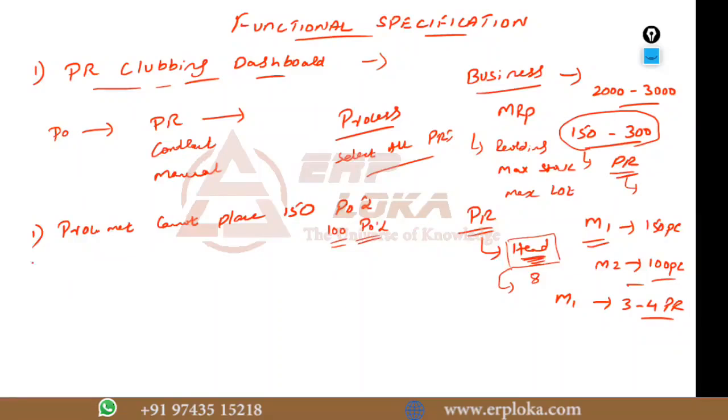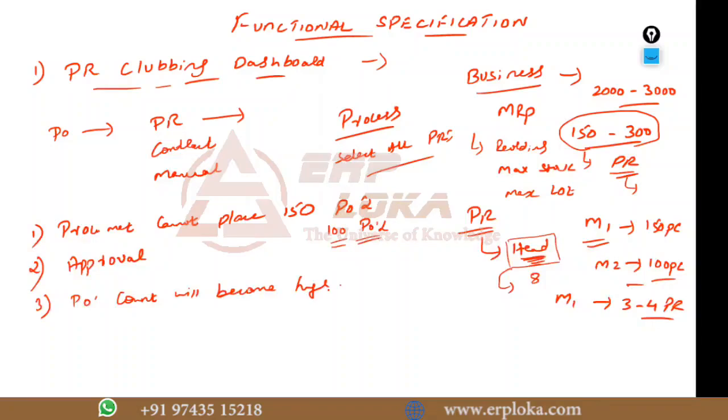And what is the second thing? The approval part. He cannot approve 150 PRs per day. If he is approving, then the complete day will go for the approval. And the main thing is, the PO count will become huge.